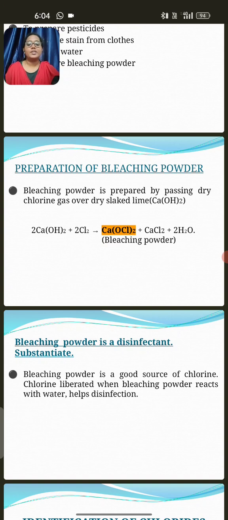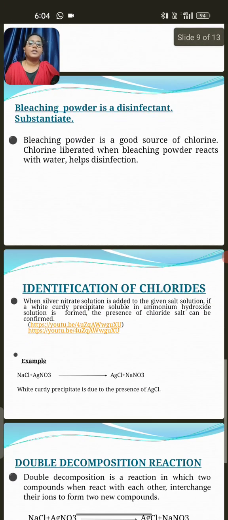The next question is, bleaching powder is a disinfectant, substantiate. We know that bleaching powder is a good source of chlorine. When this bleaching powder reacts with water, it liberates chlorine. We already know that chlorine is a disinfectant. So, bleaching powder is also a disinfectant. Next, we will discuss the identification of chlorides.